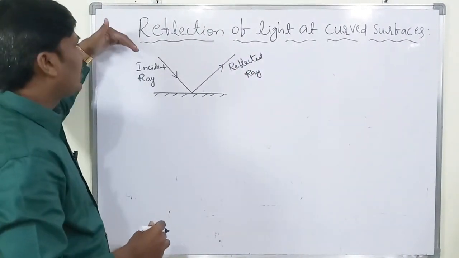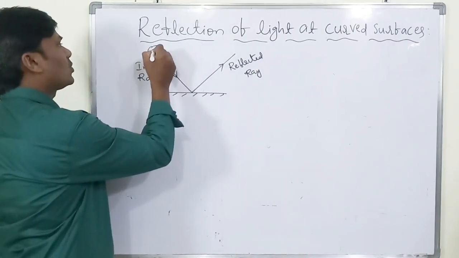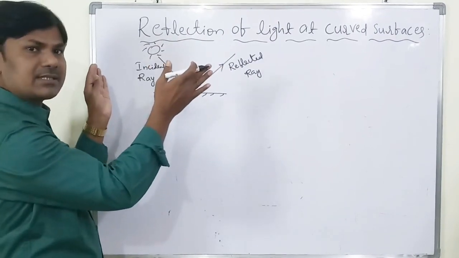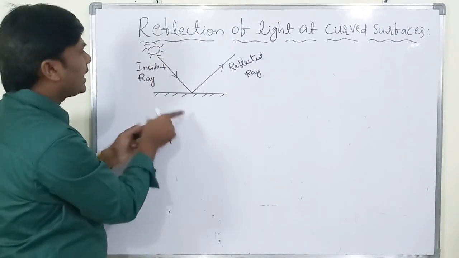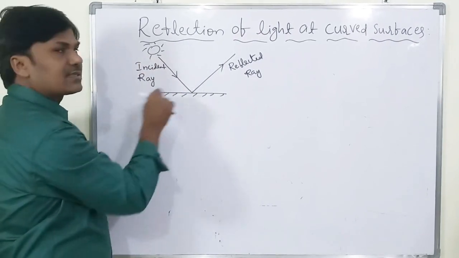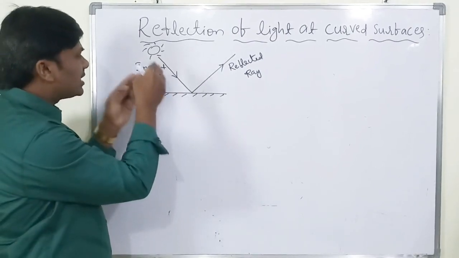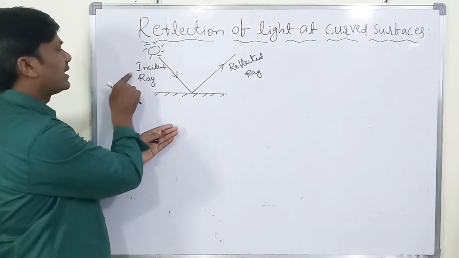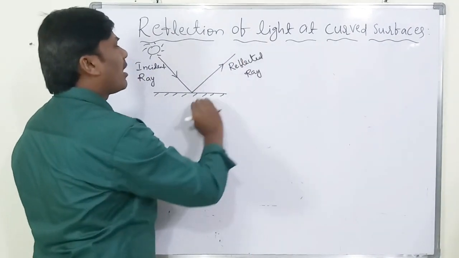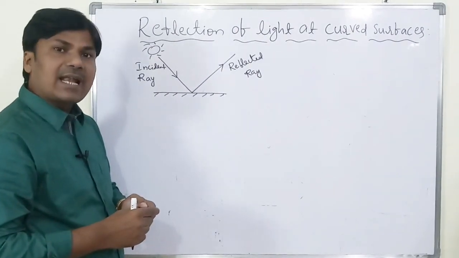Understand? The light ray which strikes the surface comes from a source of light. Suppose this is a source of light. From this source, many light rays will come, isn't it? But we are selecting a particular light ray towards this surface, and it strikes the surface. It means it is incident on the surface. That light ray which is incident over the surface is called the incident light ray. And after that, it moves back onto the same side of the surface. This light ray is known as the reflected light ray.